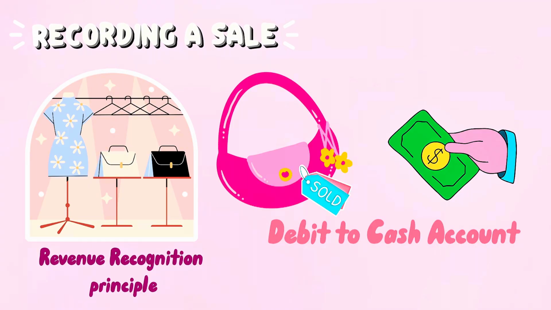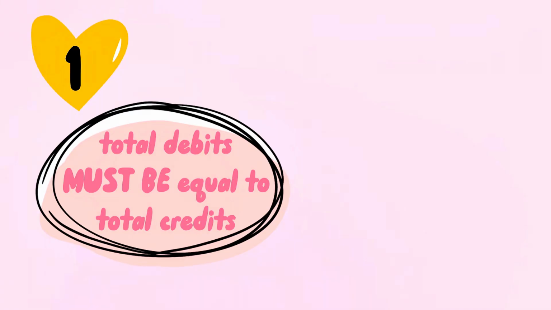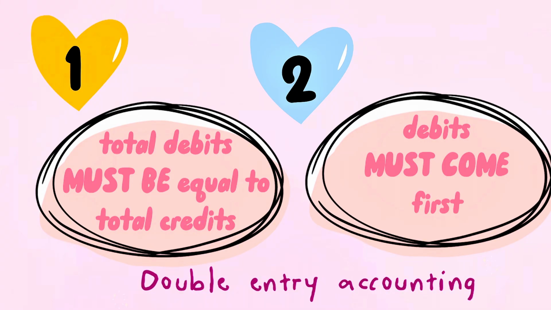I sold something, that is a sale or a revenue, so I need to recognize that revenue and increase my revenue account with the credit. When it comes to debits and credits, there are 2 things that are most important for you to know. Total debits will always equal total credits, and when you are counting, debits must come first. This rule is known as double entry accounting because you put in 2 entries, a debit entry and its matching credit entry.